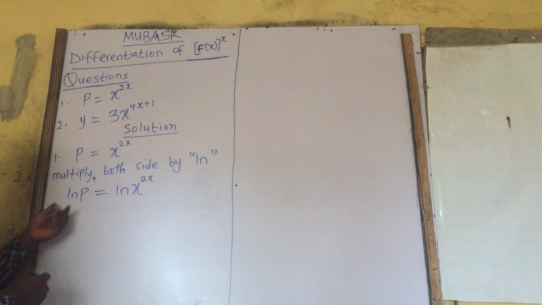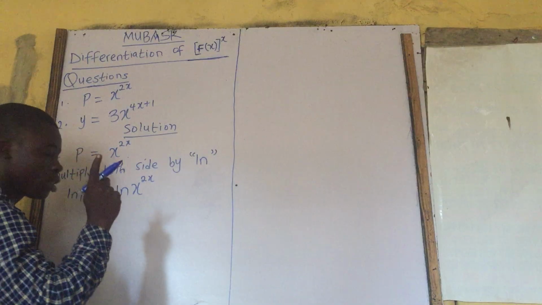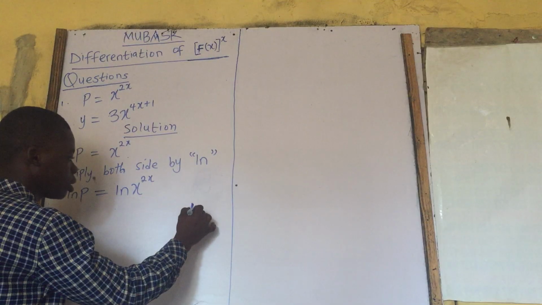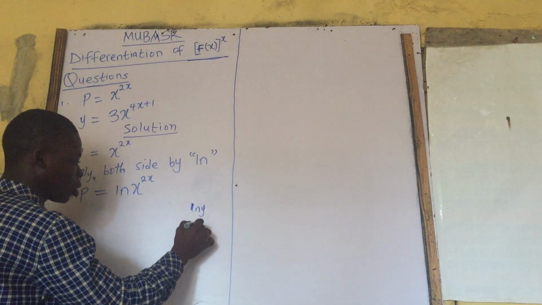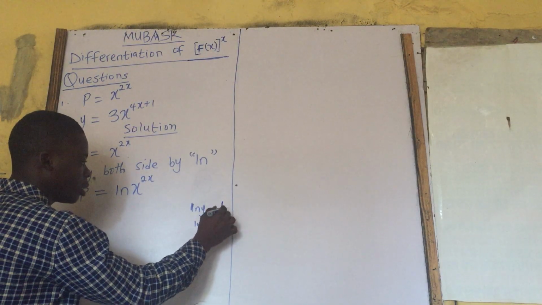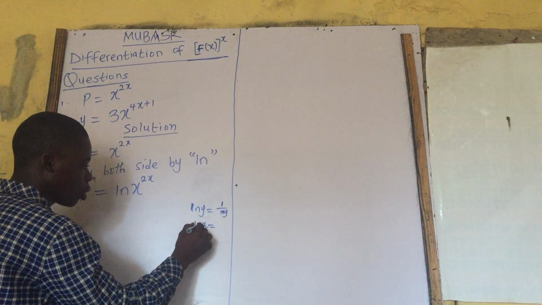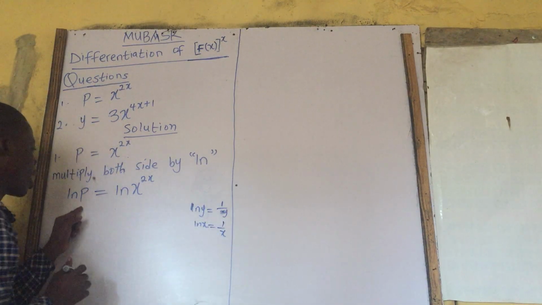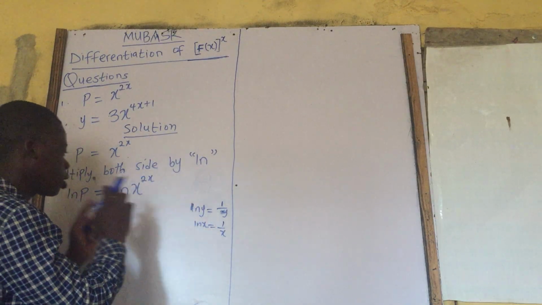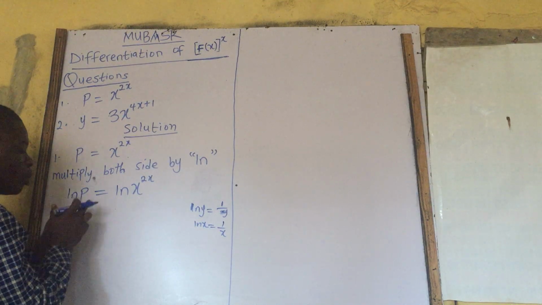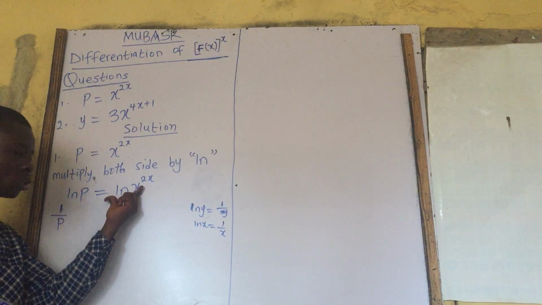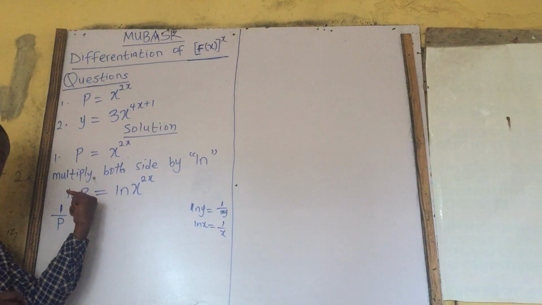By differentiating natural logarithm p, you know, in the differentiation table, if you have natural logarithm y or natural logarithm x, it gives us 1 over y, or 1 over x. But here the variable is p. If you differentiate natural logarithm p, it gives us 1 over p.